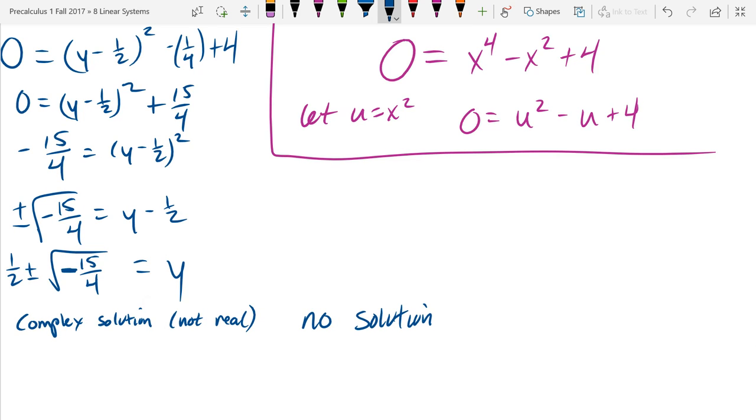You would get something very similar. You basically have the same polynomial over here on the right side. You would get no real solution for u. So you would get the same outcome over there going the other way.